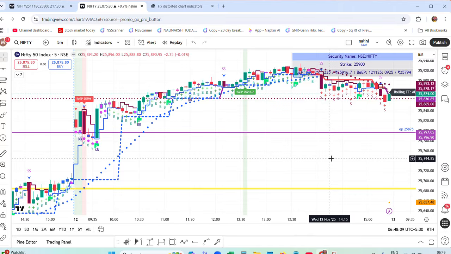In the morning, the EP suggested two levels for the Nifty. 25,794 as bearish EP, which means if the price starts trading below 25,794, then it is bearish, and the bullish EP is 25,960. I have marked these two lines on the chart.